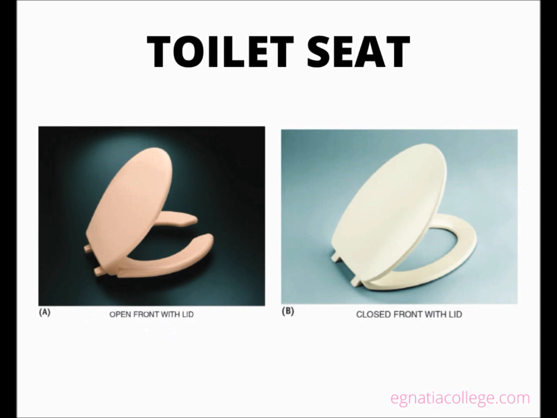Toilet seats. Toilet seats are open front with lid, closed front with lid. The code requires a minimum 21-inch clearance from the front of a bowl to a front wall.